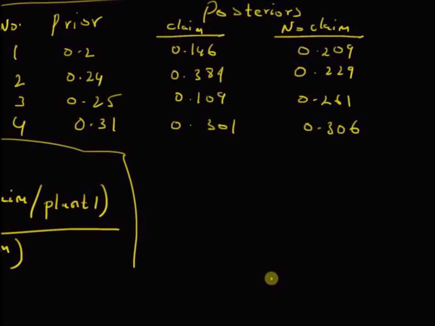Thus, this is a good example illustrating how information from observations, that is claims or no claims, can change the prior beliefs. Specifically, when the occurrence is rare, there is a drastic change in the prior probabilities or prior beliefs, and when the occurrence is common, like no claim, the change is rather minimal.